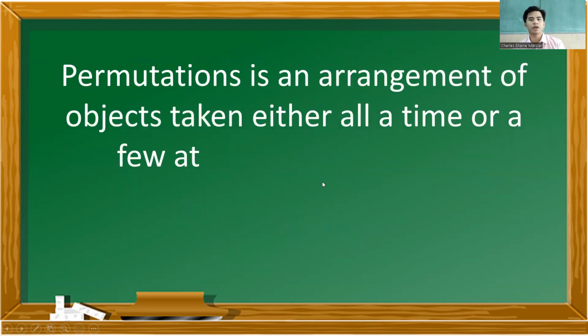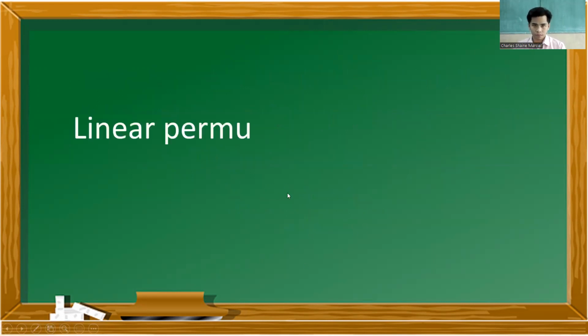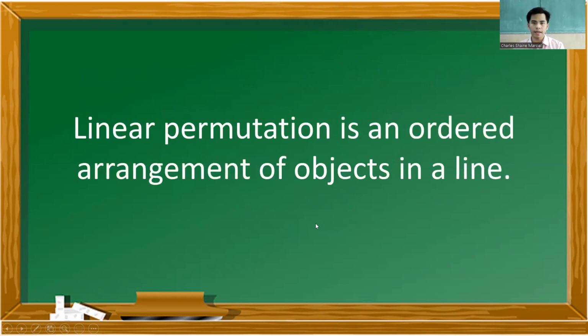All right, so the permutation is an arrangement of objects taken either all of the time or a few at a time where order is important. So sa permutation natin, sabi ko nga kanina meron tayong dalawang types. Una is yung kinukuha natin lahat ng objects and yung pangalawa is yung few of the objects lang yung kinukuha natin. Okay, so we have the linear permutation, an ordered arrangement of objects in a line.